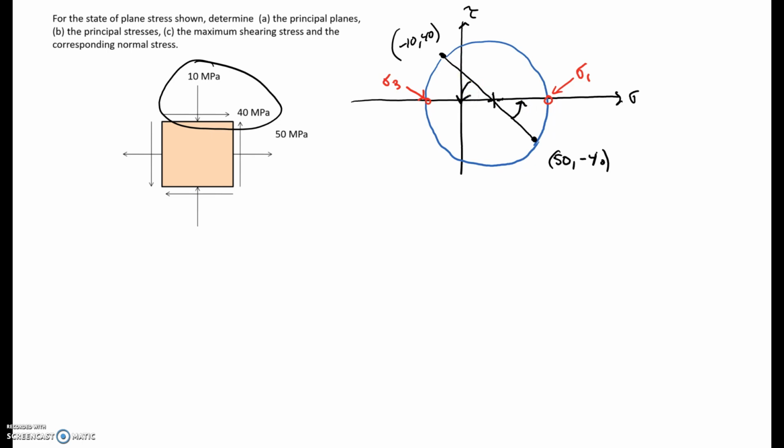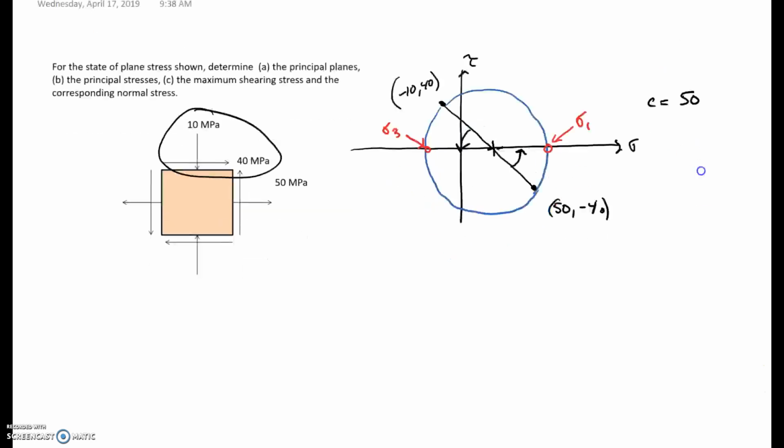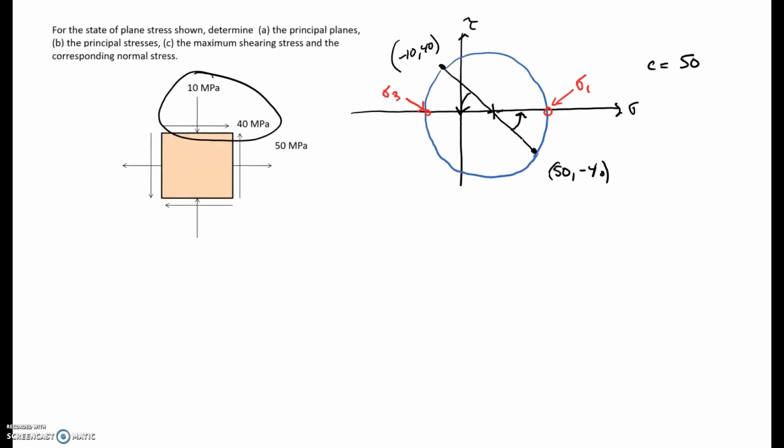The center of Mohr's circle is just the average of the two normal stress values, so that's 50 plus negative 10 divided by 2. That gives me a center coordinate of 20.